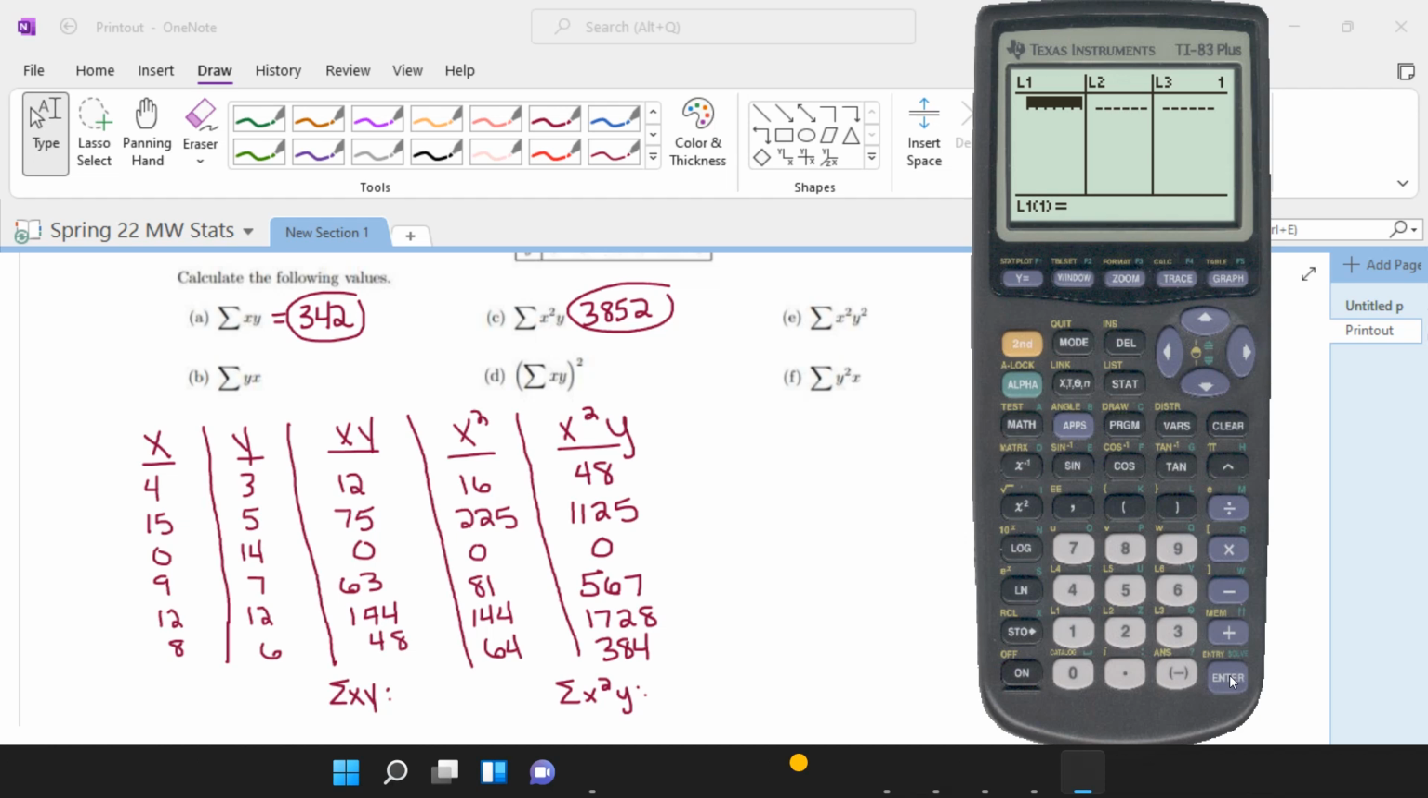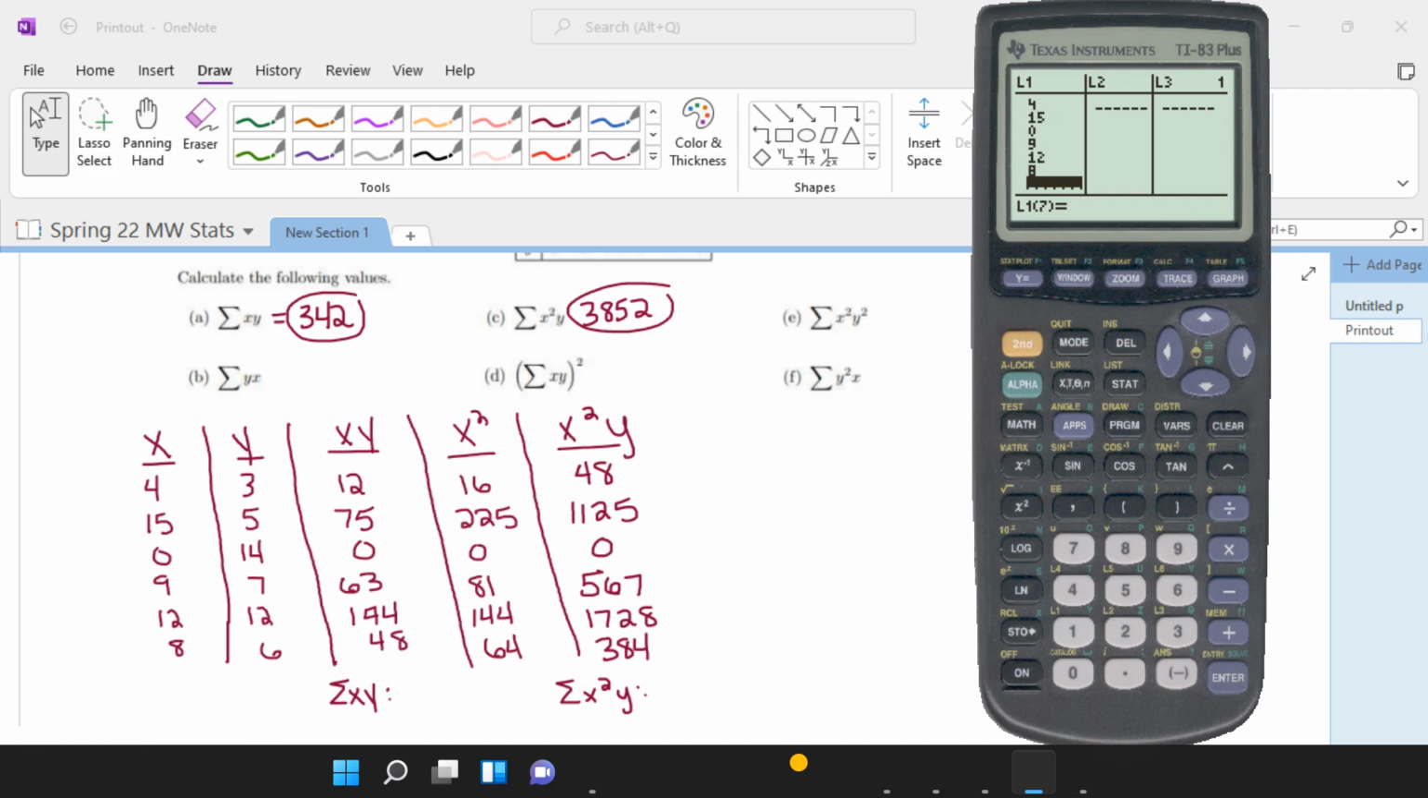All right, so this is L1. This is my first list. So I'm going to put my X's in this list. So you're going to go 4 and then enter. And then you're going to put the rest of them in. So 15, enter, 0, enter, 9, enter, 12, enter, 8, enter. Okay, so we have our X list entered.